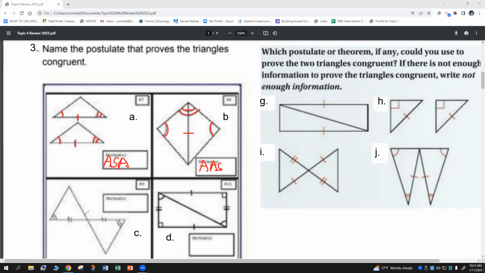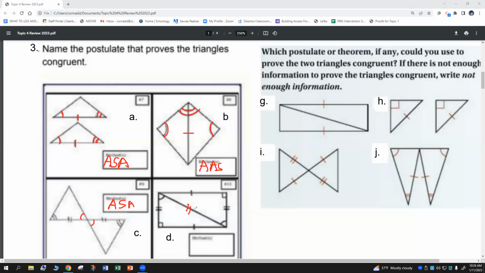Okay, the third one here, C, we can add in our vertical angles. We know vertical angles are always congruent. We again have 2 pairs of angles, one pair of sides. This pair of sides is between or included. It's the included side. It's between the 2 pairs of angles. So that means we have angle, side, angle, because the sides here are between the 2 pairs of corresponding angles.